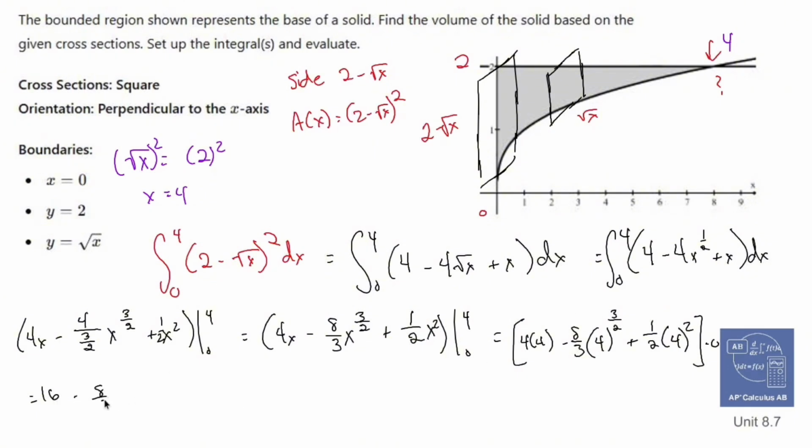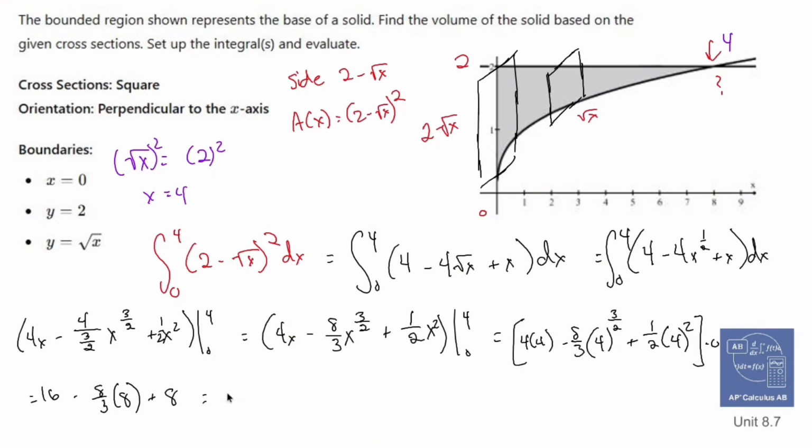minus 8/3. If I square 4, I get 16. And the cube root of 16 is going to be 2 root 2. No, it's not. Yeah, there's nothing I can do about that. Oh, no, I take it back. I'm cubing 4, which is 64. And then the square root of 64 is 8, so that's not that bad. I apologize. Plus 1/2 of 4 squared is going to be 1/2 of 16, which is 8.